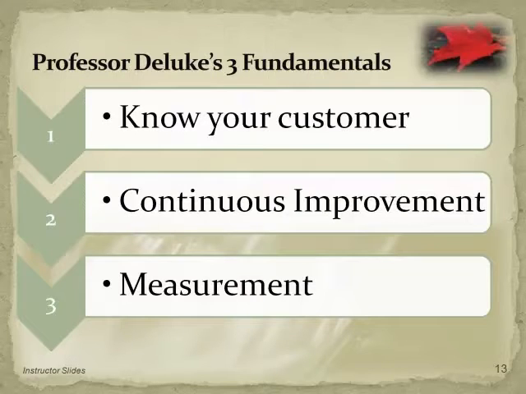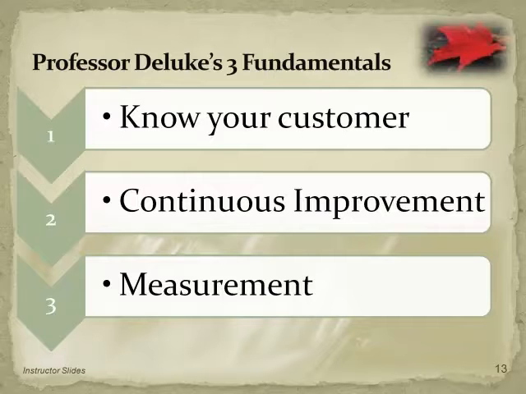So this leads us to the third and the final point of Professor DeLuke's 3 fundamentals, and that is measurement. So to review quickly, we need to know our customer. We need to know what is important to our customer. We need to take that customer knowledge and we need to identify which of our processes are going to deliver the value our customers are willing to pay for.